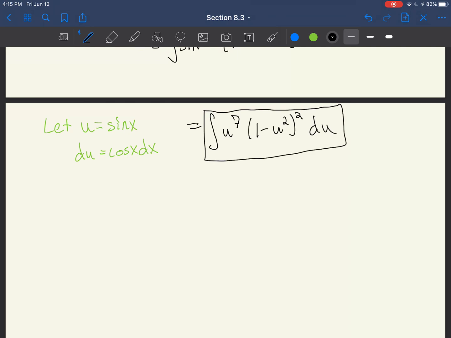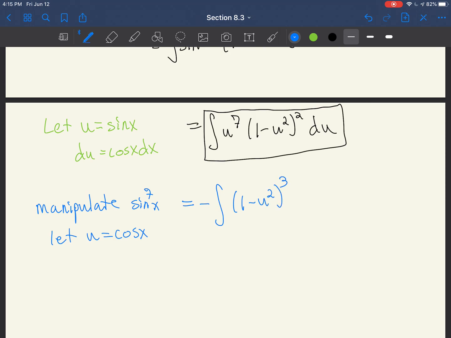And this isn't that hard to integrate. It's just going to be the same thing. Expand this and then distribute the u to the 7th. But if you were to manipulate the sine to the 7th x and then let u equal cosine x again, you'd end up with the integral negative quantity 1 minus u squared cubed times u to the 5th. And that's a lot harder to expand because, I mean, you have a cubed. I don't want to expand that personally.